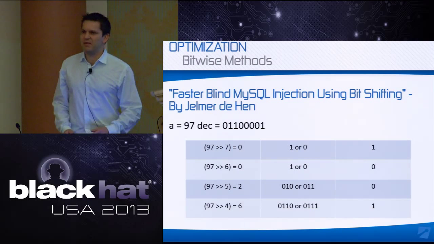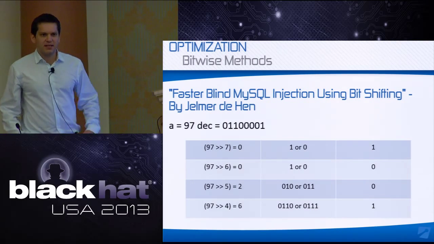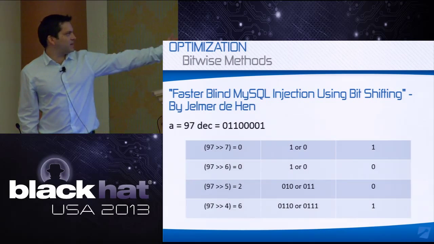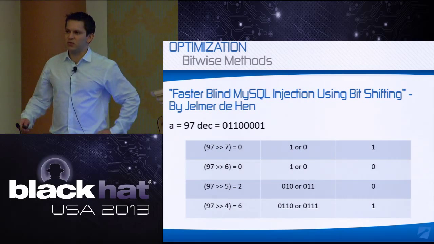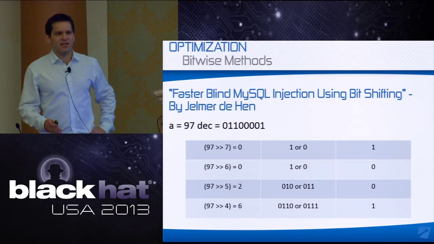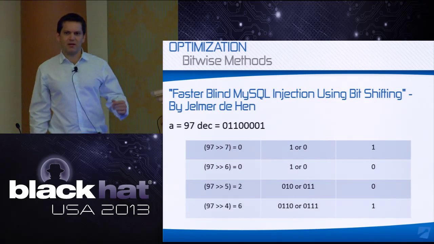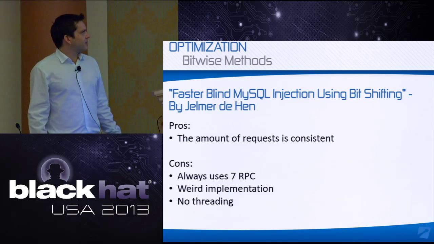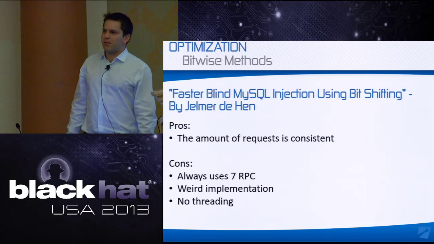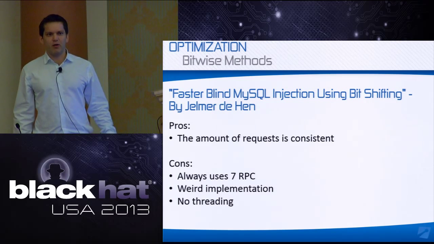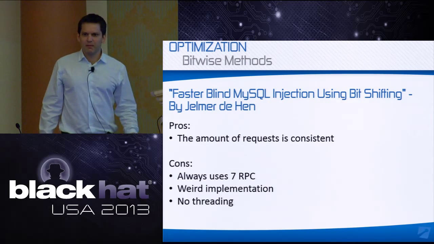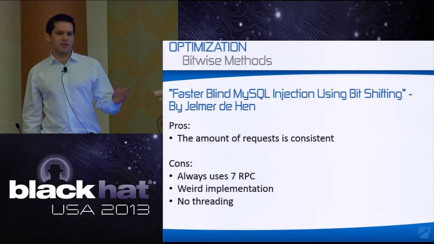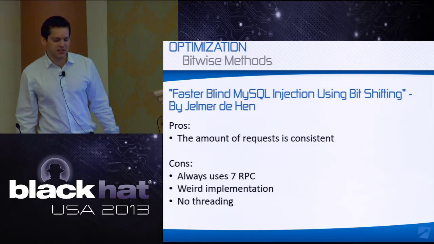But his implementation was a little weird because he starts off by comparing 1 bit at a time, but later he starts comparing 2 bits at a time, and that's not good because it doesn't allow us to implement threading, since the next request will rely on the previous request. One thing about the bitwise methods is that it will always be 7 requests per character, because what we're doing is retrieving the binary for each character, and the binary will be 7 digits.